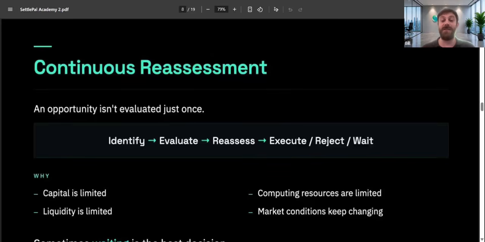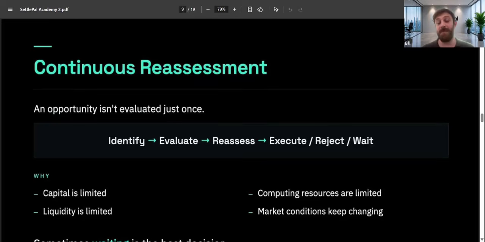That is why the opportunities we choose not to execute are just as important. Avoiding a weaker trade can actually be just as valuable as executing a stronger one because capital is limited, liquidity is limited, computing resources are limited, and market conditions are ever changing. So SettlePal does not try to force every opportunity into a trade. Knowing when not to trade matters as well.